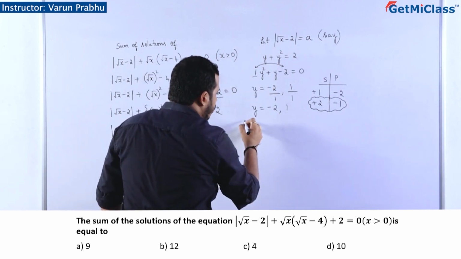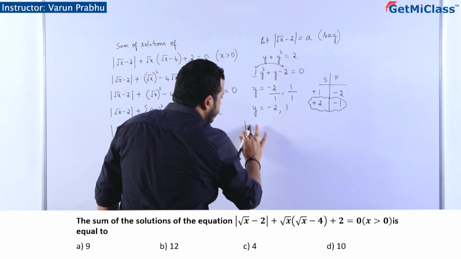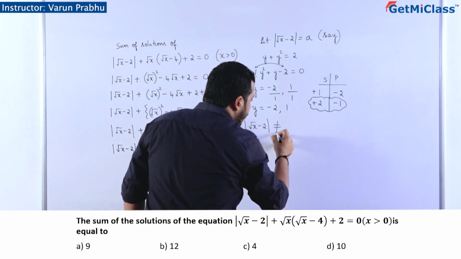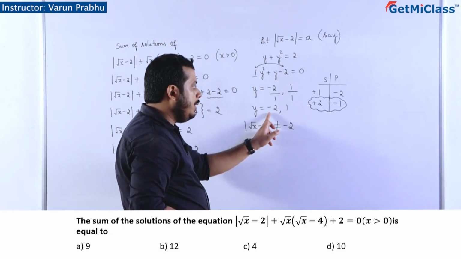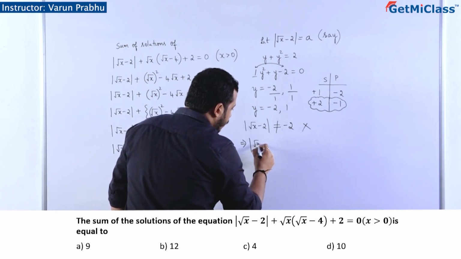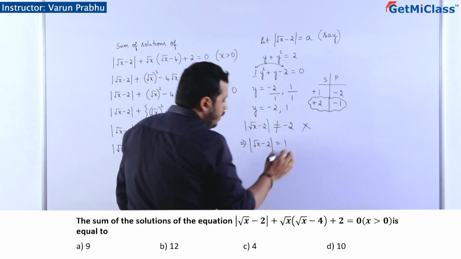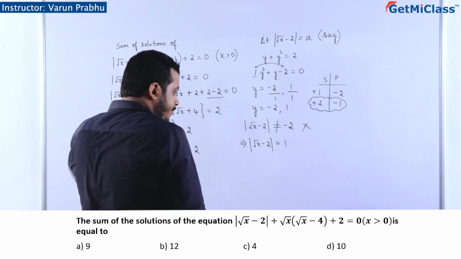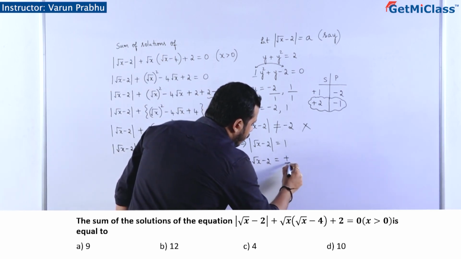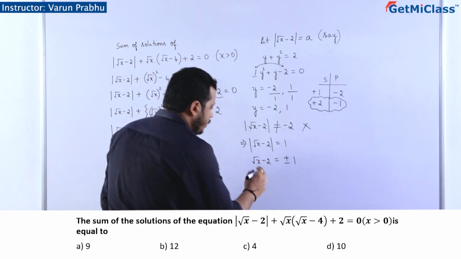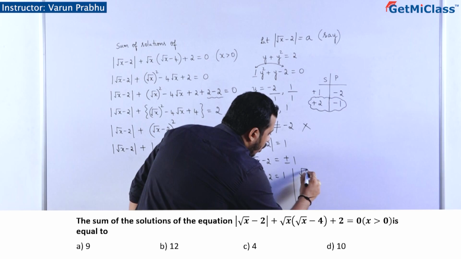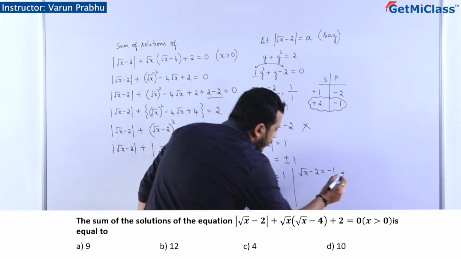But not to forget that this y is nothing but modulus of root of x minus 2. That cannot become equal to minus 2, right? So you forget this. So modulus of root of x minus 2 should be equal to a positive quantity, correct? So root x minus 2, when you remove the modulus, the true value will be plus or minus 1. Root x minus 2 is equal to plus 1, or root x minus 2 is equal to minus 1.